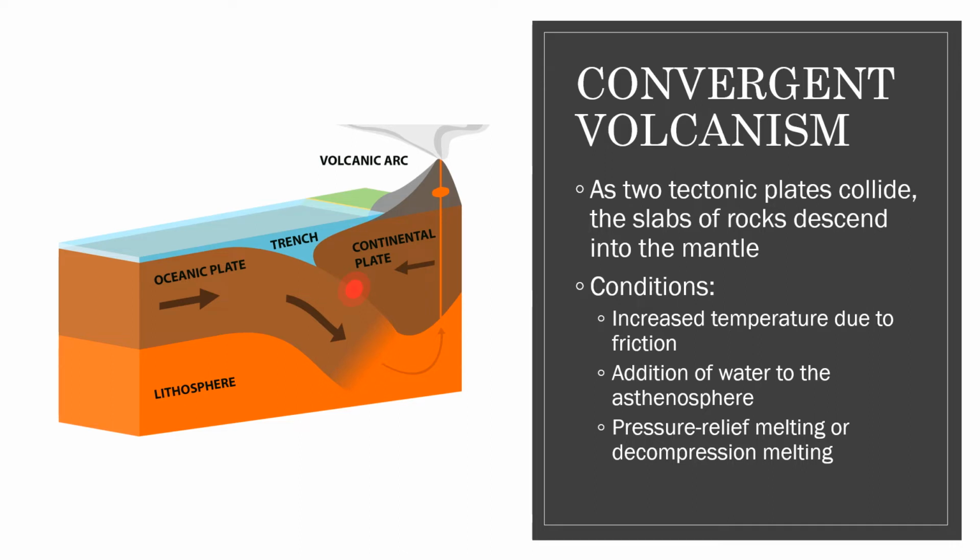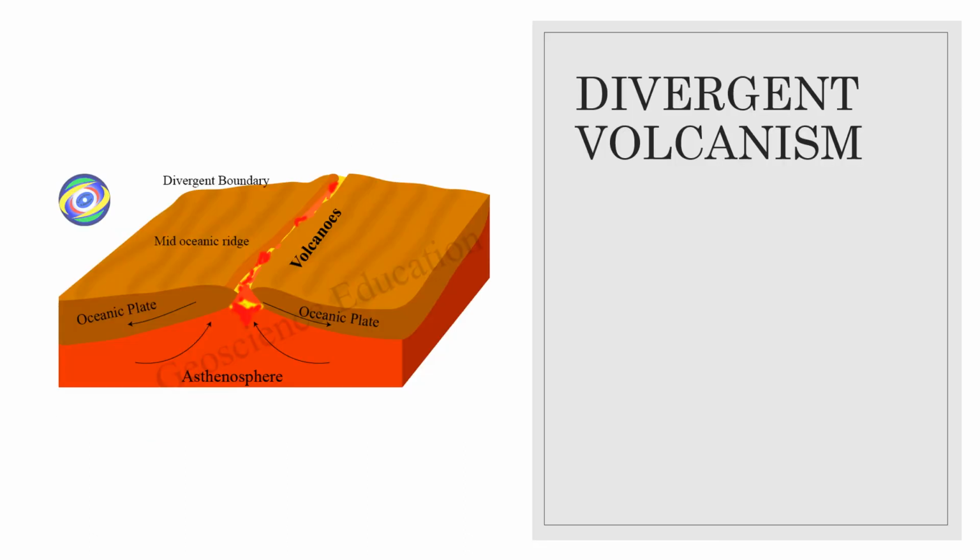And then finally, we have pressure relief melting, or decompression melting. Melting due to pressure relief happens when rocks in the asthenosphere flow upward as a subducting plate descends. Magma generated at the subduction zone is andesitic. It is richer in silica than basalt and is viscous, and trapped gases cannot escape easily. Because of this, the eruption is explosive and produces ash.